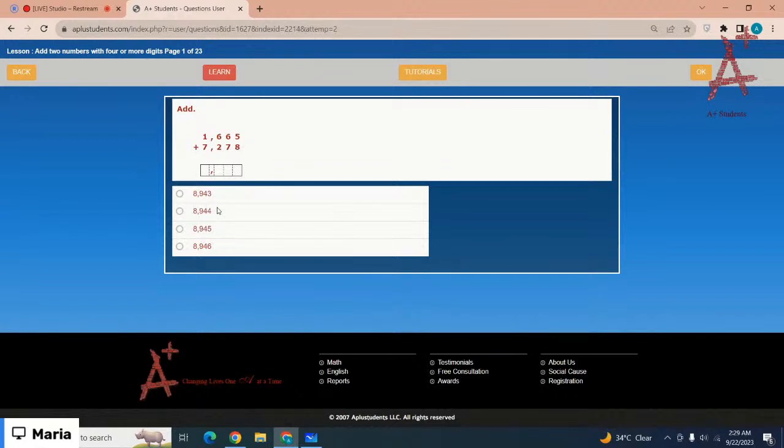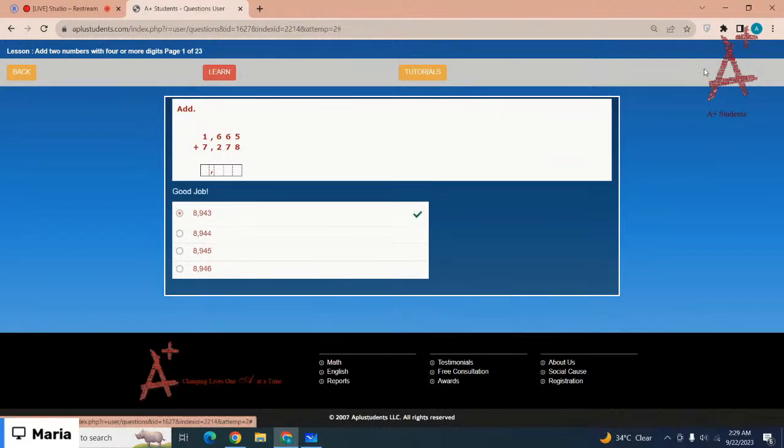Okay, let's just add 1665 plus 7200. Okay, yes, the correct option is... 5 plus 0 is 5. Let me just check. 6 and 2, 8, 1 and 7, 8, 6 and 7, 13... yes, that would be 8943. Very good.